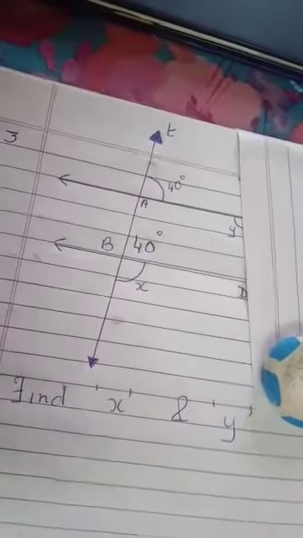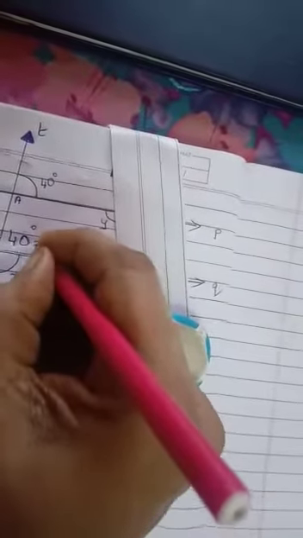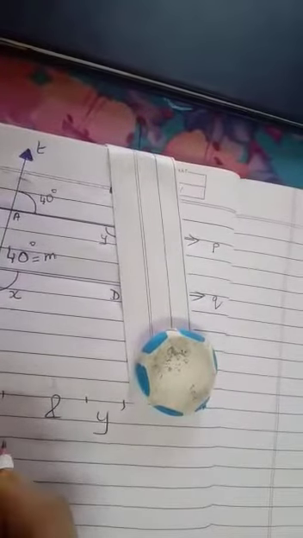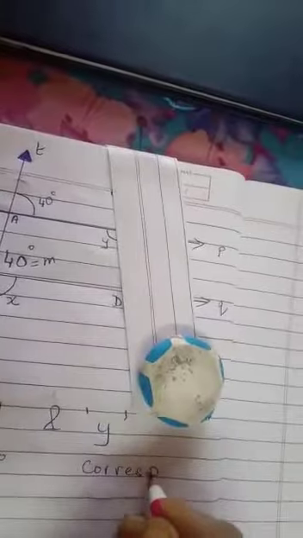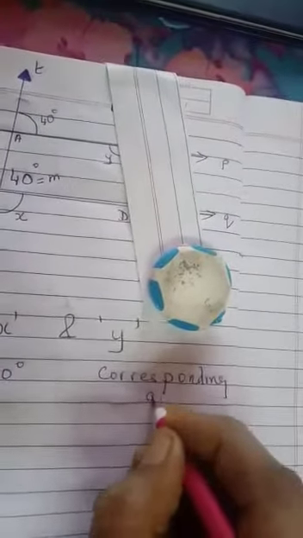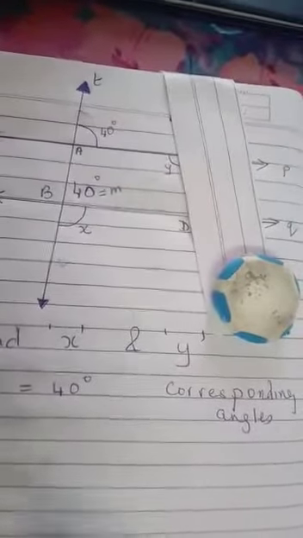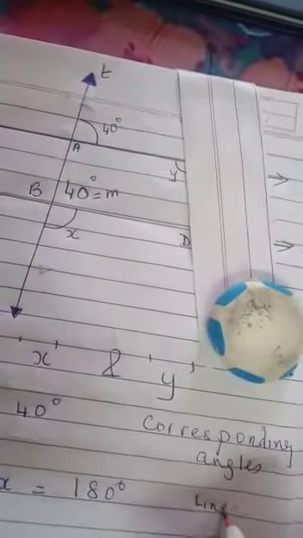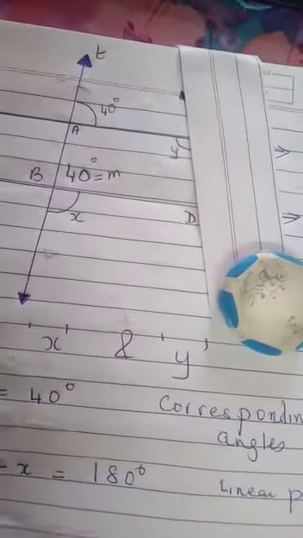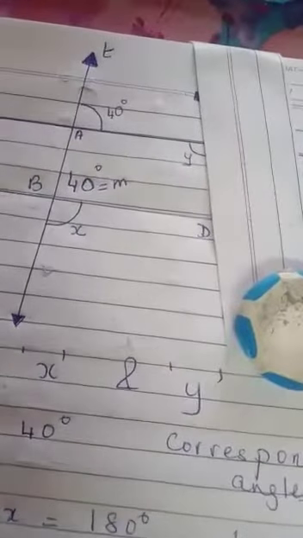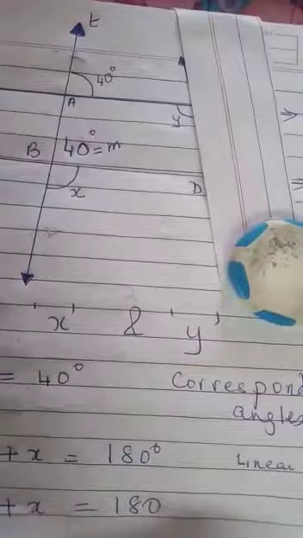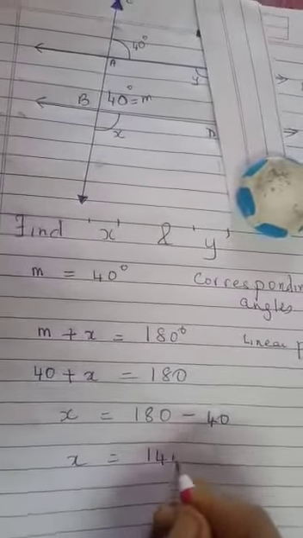Now let us come to find out x. If I say this is, say, M, you know that M is equal to 40 degrees. The reason is corresponding angles. Now you know that M plus x is equal to 180 degrees. Reason is linear pair. Now M is 40, so 40 plus x is equal to 180. So solving this equation, x is equal to 180 minus 40. So you have x is equal to 140 degrees.